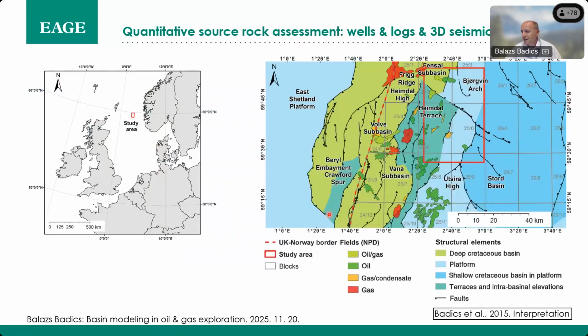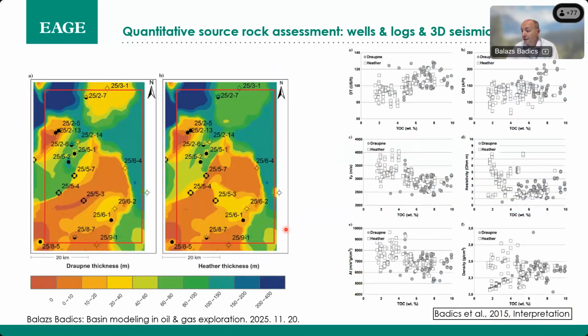When we move to a more detailed estimation, because of lack of time, we published a very detailed case study of how to do it in Interpretation in 2015 from the South Viking Graben in Norway, from the Frigg and Frøy area. You see the map on the left-hand side showing Norway and where the red box is. And on the right-hand side, you see the zoomed-in map with the structure elements. And here we did a very detailed study using about 30 wells and the seismic, 3D seismic, good quality.